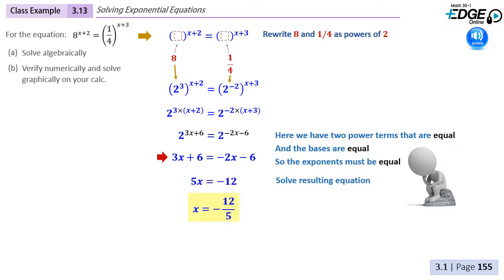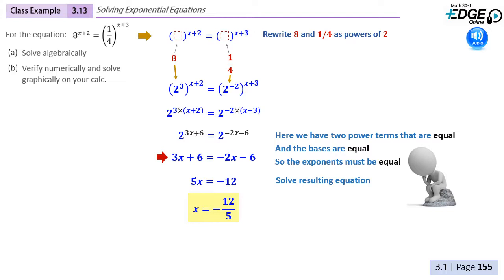Most people will recognize 8 as being 2 cubed, but it might be less obvious that 1/4 is 2 to the negative 2. That's because 2 squared is 4, and 1/4 is the reciprocal of 4, so using a negative exponent achieves that. Now we have to distribute the exponent inside the bracket to the binomial outside the bracket.